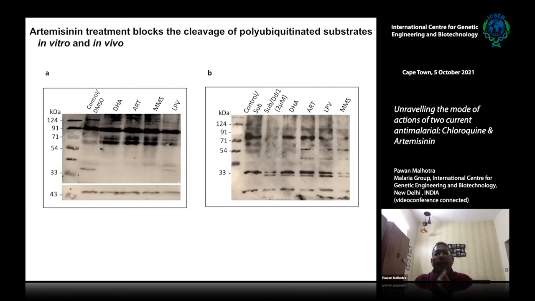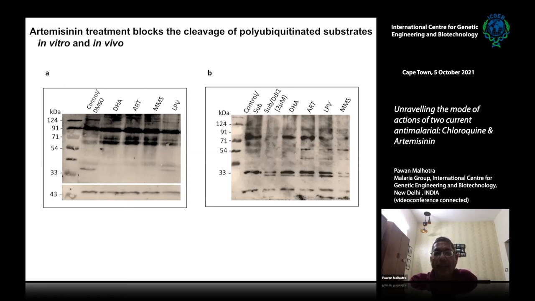And while we were studying this, a study came out in Nature Communications, which showed that artemisinin causes the accumulation of polyubiquitinated substrates in the parasite. So we thought we should study this also. We got a polyubiquitinated substrate from Sigma, and we studied the activity of PFDD1 on it, and we could show that PFDD1 degrades the polyubiquitin substrate.